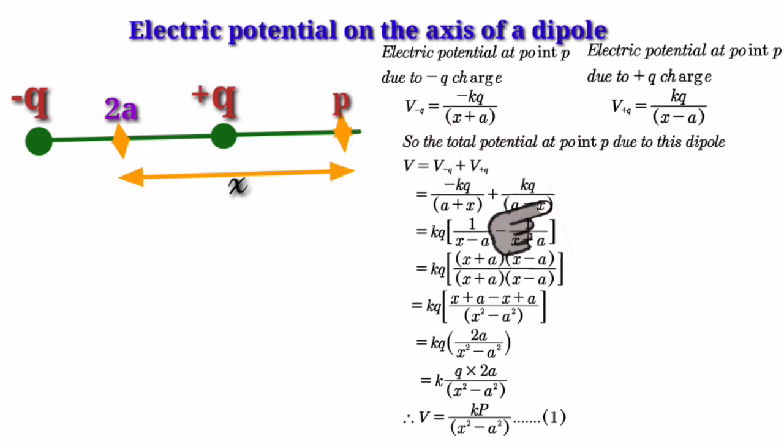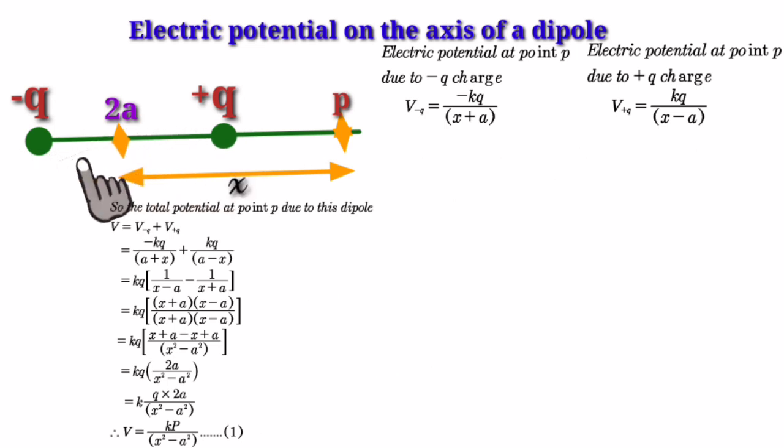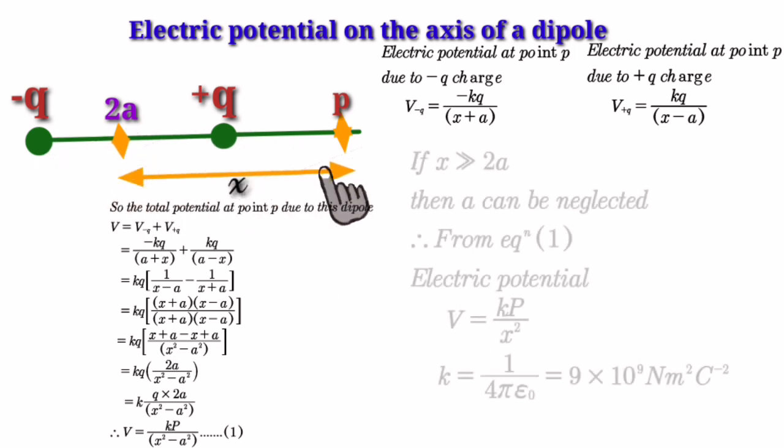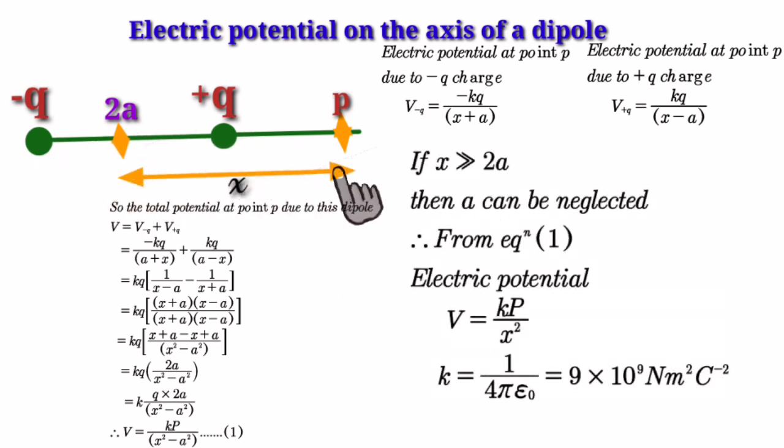After putting the values of V(-q) and V(+q), we get the expression of potential V = k p divided by (x squared minus a squared), where p is the dipole moment of this dipole and the dipole moment p = q times 2a. If the length of the dipole, that is 2a, is very small compared to x, then a can be neglected.